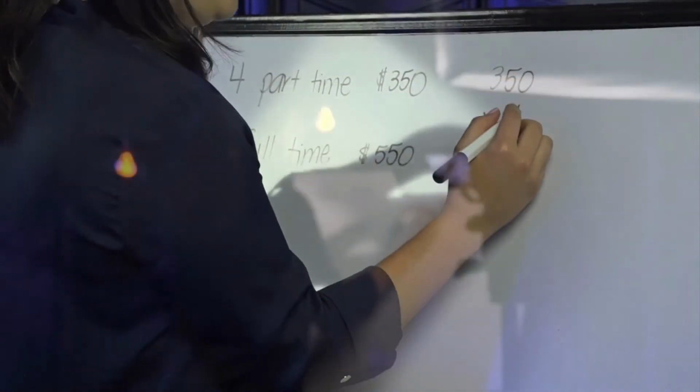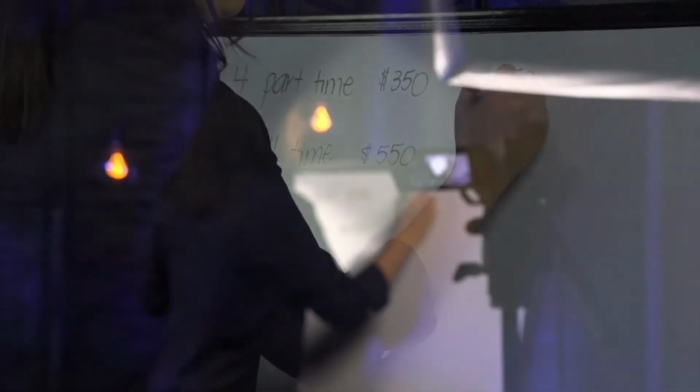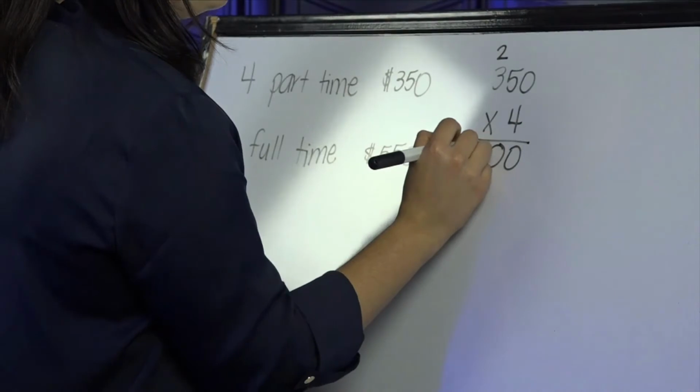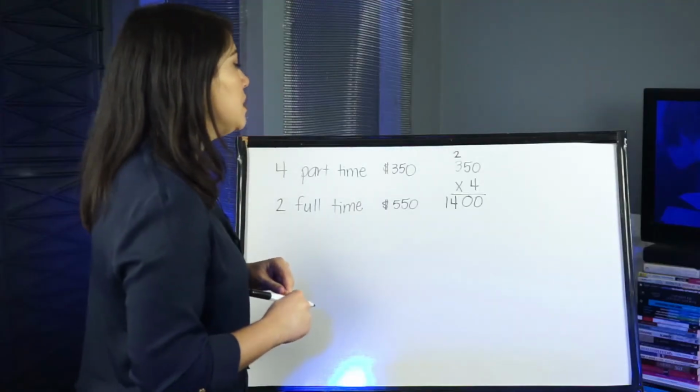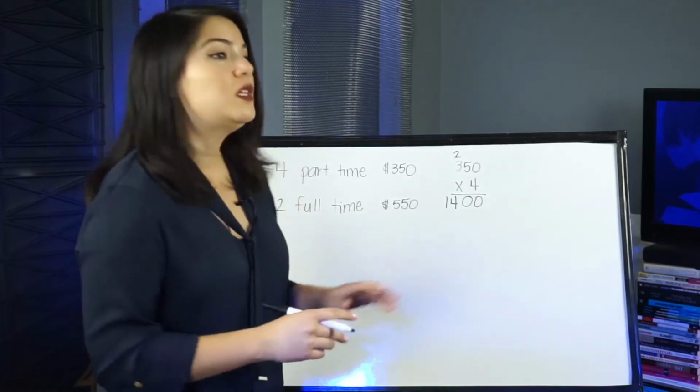Well, 350 times 4: 4 times 0 is 0, 4 times 5 is 20, so we carry a 2. 4 times 3 is 12, so 12 plus 2 is 14. So the total for the part-time employees is $1,400.